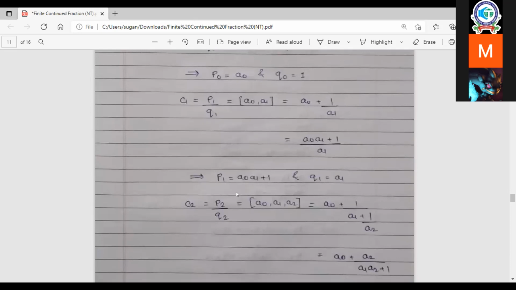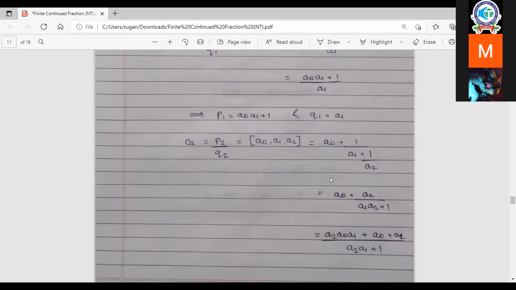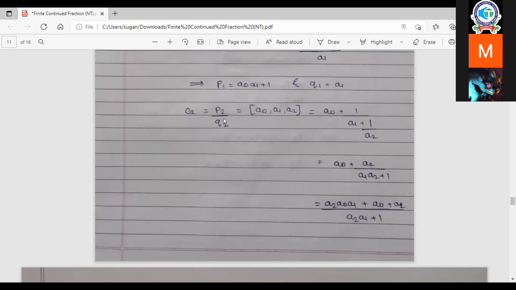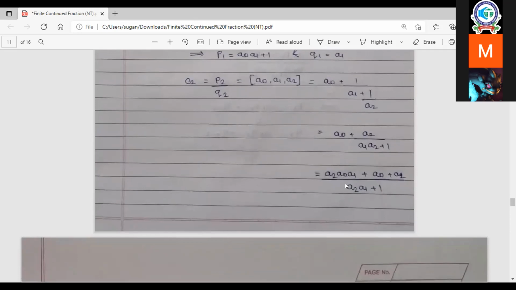Then we get the value of P1 is A0 A1 plus 1 and Q1 is A1. Next, we get C2 equal to P2 by Q2. Similarly, we know the value of C2 is [A0, A1, A2], and then we write it in continued fraction form.